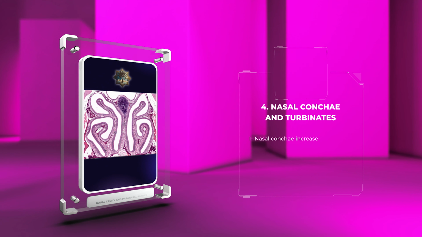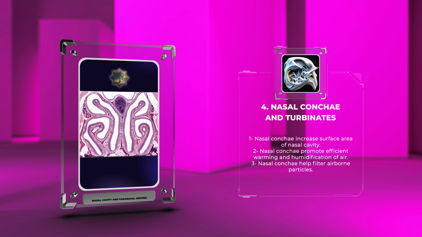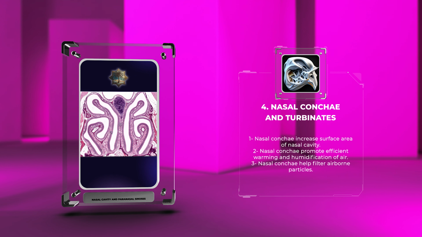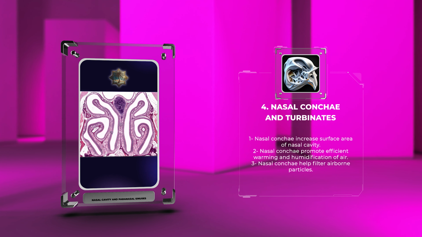The nasal conchae, or nasal turbinates, are bony structures in the nasal cavity that increase its surface area and promote efficient warming and humidification of inspired air. They also help filter airborne particles. In the next section, we will discuss the paranasal sinuses.